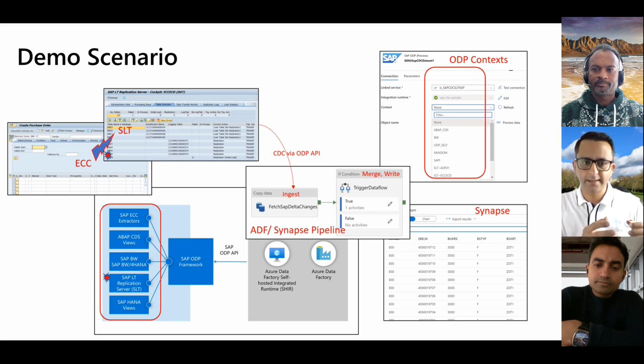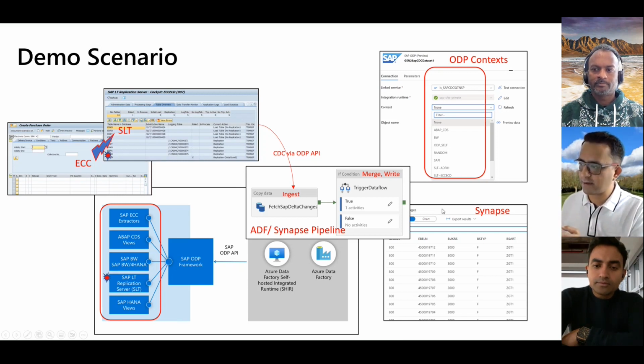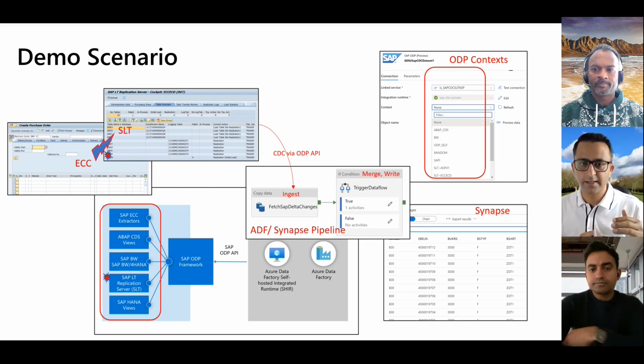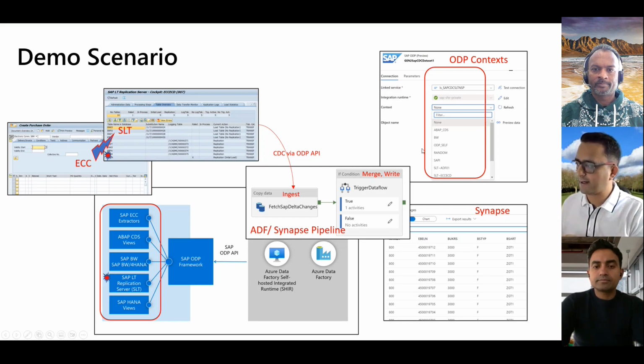On the right side, you have the second part, which is basically going to get all the data that is received from SLT. And if you've worked with SLT before, you would have seen if you create multiple changes to the same object, you get multiple records. So when the data lands in this step, you will potentially have multiple records, one per change. So the second part of the pipeline is going to merge the changes, keep the latest record, and write it into Synapse. So that's what the demo scenario looks like today.